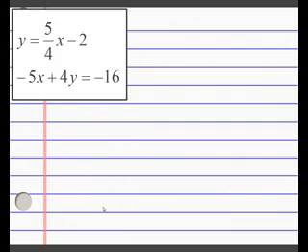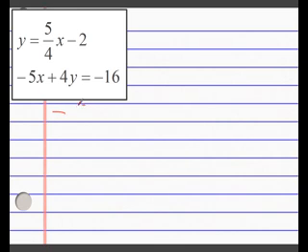Now sometimes you're going to get these problems that are not already solved for y. So we need to go ahead and change our second equation, move things around so that we can have it in slope-intercept form so that we know how to graph this line.